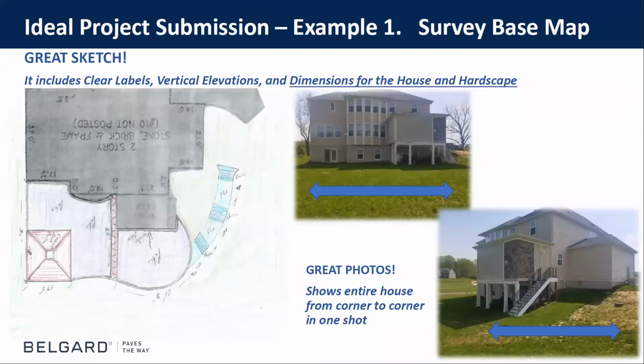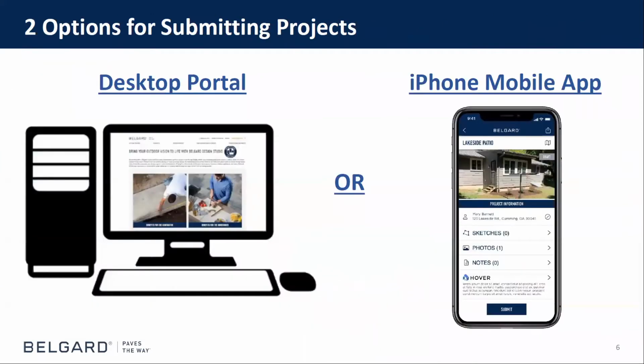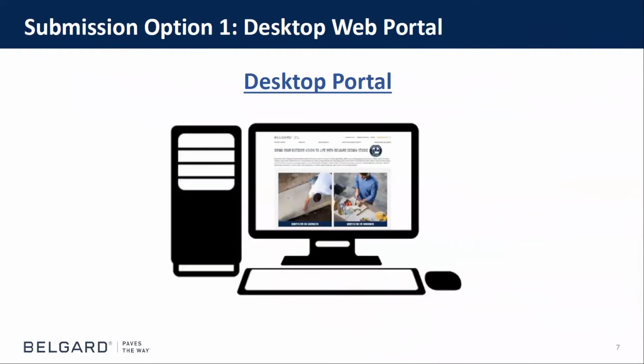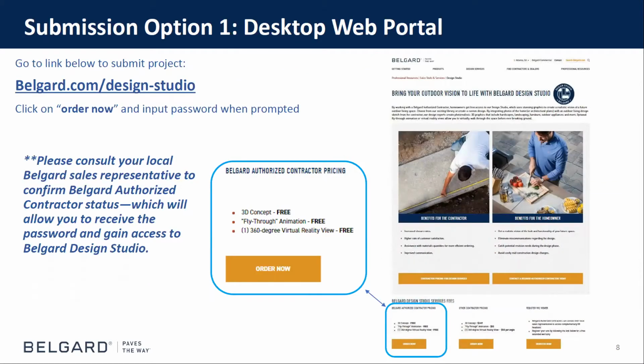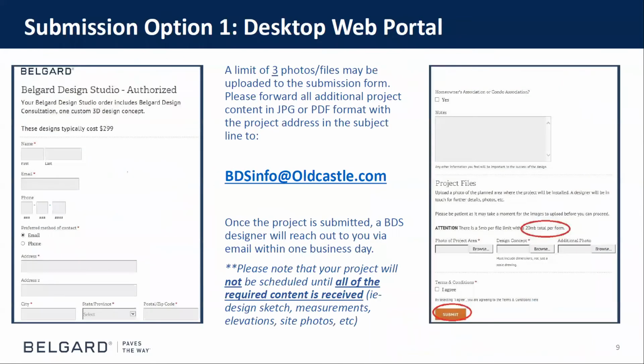So when a contractor gathers their photos, their sketch, we'll just go through the process of how to do that, whether they're submitting a project on the web portal or on the iOS store. So we're going to go through both of those right now for you. The desktop portal, this is just going to be a quick rehash. Nothing has changed on the web portal as far as how you submit. You go to the same web link above, belgard.com/design studio. You click on order now, enter the password authorized, and it's the same easy process as before.